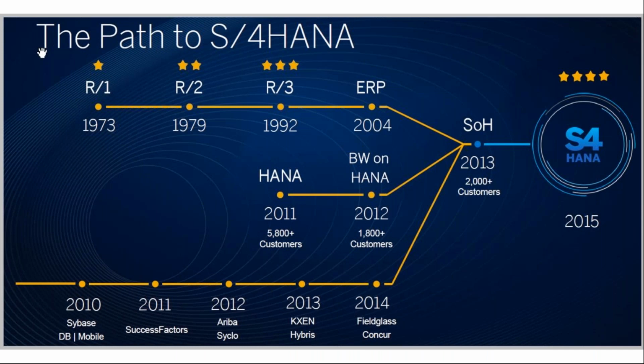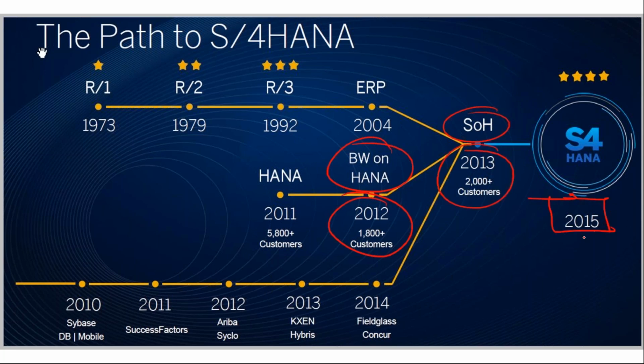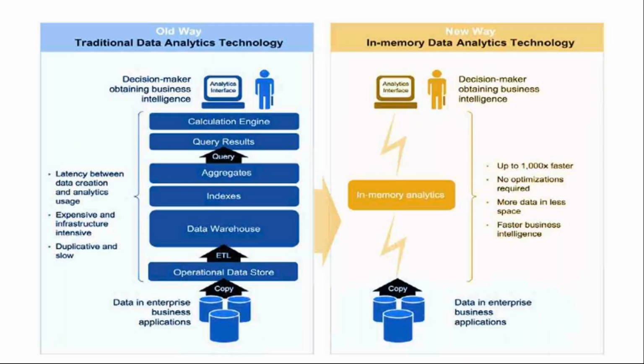So they take the geospatial data and further use it for analytics. When you talk about the roadmap, as I said, from R1 to R2 to R3, then in 2012 they came out with BW on HANA, and in 2013 they came out with Suite on HANA, and finally in 2015 they came out with S4 HANA into the logistics space. This is the roadmap that we saw.